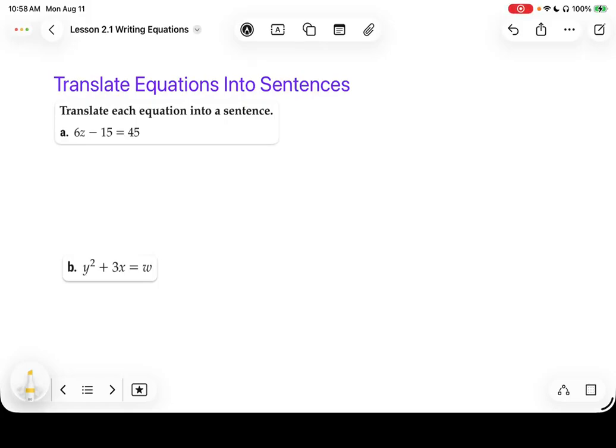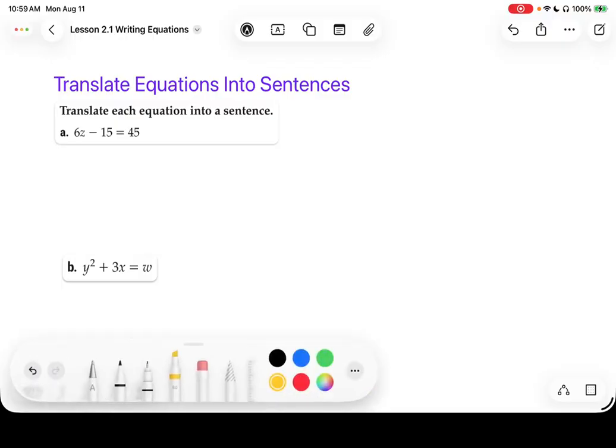So we've been spending some time taking English sentences and turning them into math. Let's go the other way. How would I take these equations and say them out loud? How would I say them in English? And so, just like whenever we went the other direction, we're going to take it one piece at a time.